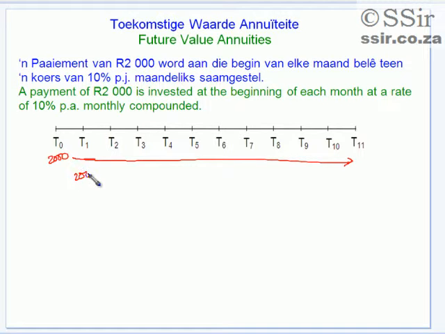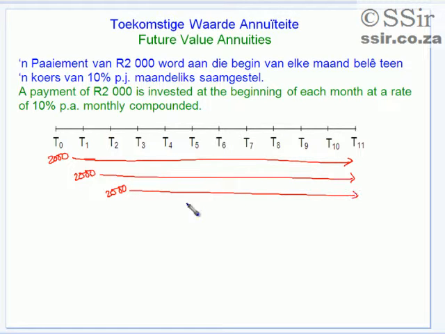After 1 month, another 2,000 Rand is invested, and once again, this will draw interest for the whole period. Same way at the beginning of month 3, etc. The last time, and let's say this is at the beginning of T10, 2,000 Rand will be invested, and this will only draw interest for 1 month.